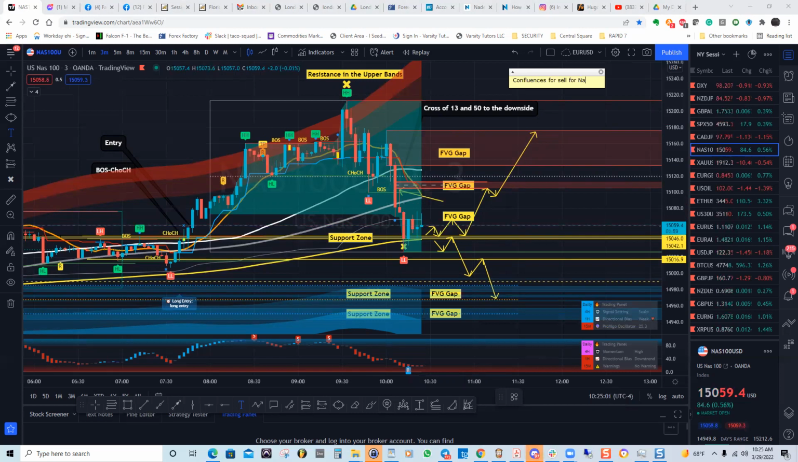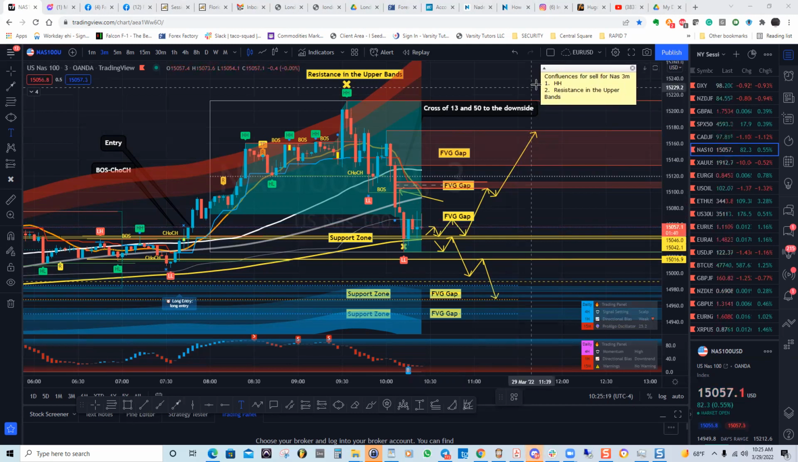for NAS 3-minute. 1, I had a higher high. 2, resistance in the, I'm gonna call it upper bands, right? Notes over here. 3, what do we have? 3, price closed under 13, right?